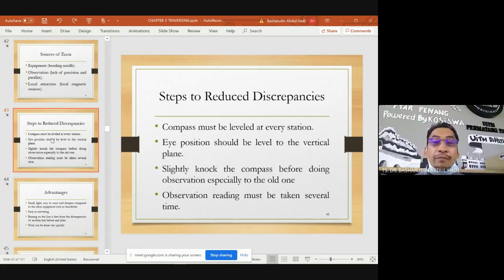Nowadays the compass has two bubbles. One is left and right, the other is up and down. So make sure that the two air bubbles are at the center of the indicator. Okay, eye position should be level to the vertical plane. I mean that when you observe, make sure that you observe very clearly. That means you should bend your body to get this position. So you must bend your body.